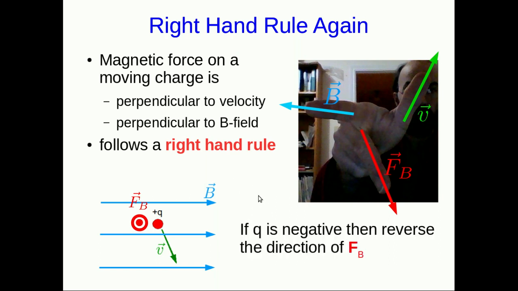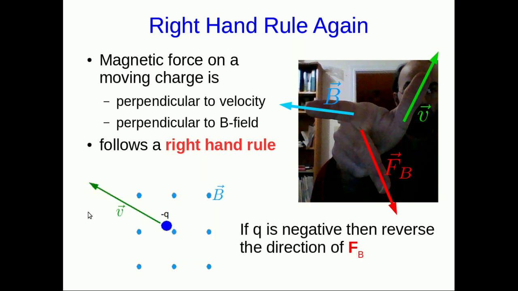Now, the only other complication is that if the charge is negative, then you have to reverse the direction of the magnetic force from what the right-hand rule tells you. So for example, here we have a B field out of the page and a negative charge going this way. And again, you may have to contort yourself a little bit to do the right-hand rule, but if you do, you're going to find the right-hand rule says this way, but now because this is a negative charge, you have to flip it, and the force would be in that direction.